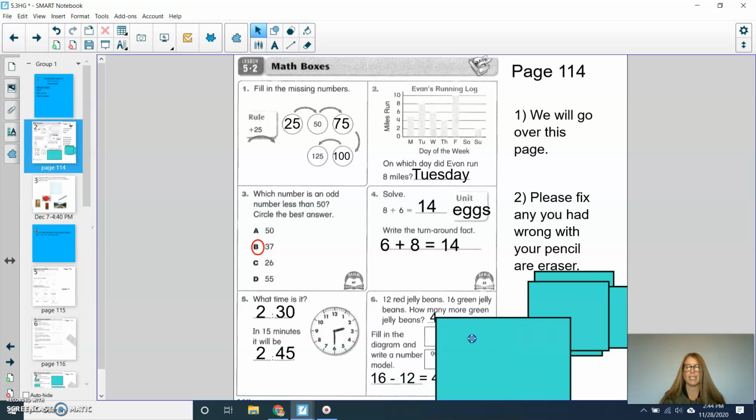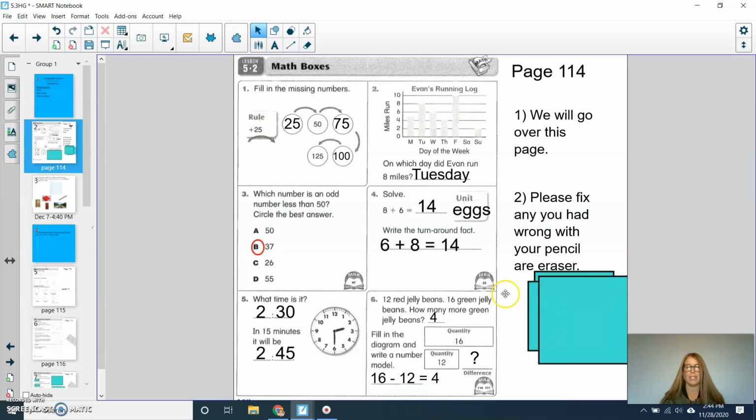For question 6, 12 red jelly beans, 16 green jelly beans. How many more green jelly beans? So we have our 16 and our 12, so we're solving 16 minus 12, which equals 4. So our answer would be 4 more green jelly beans. So double check to make sure you have your page correct before moving on.